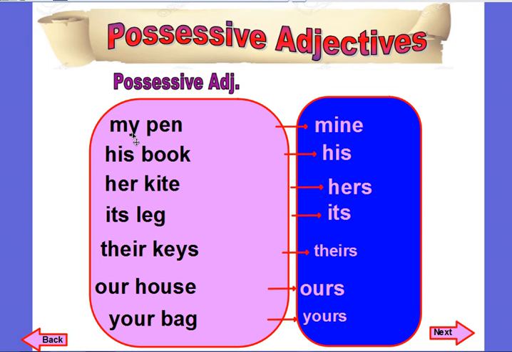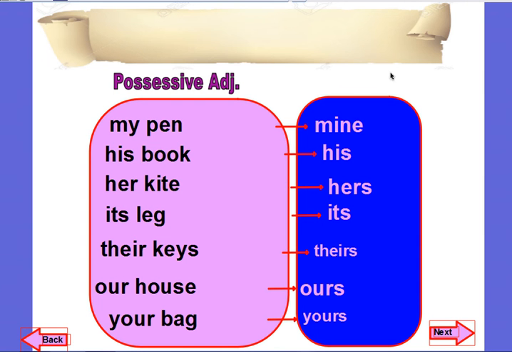Possessive adjectives: my, his, her, its, their, our, your. Possessive pronouns: mine, his, hers, its, theirs, ours, and yours. Possessive adjectives are followed by nouns, but possessive pronouns aren't followed by nouns.